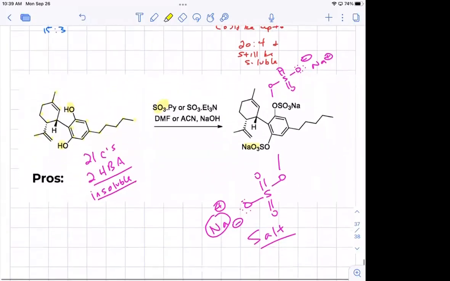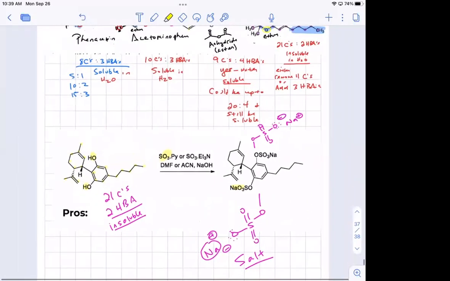Any questions about the ratio of hydrogen bonding atoms to carbon? Any questions about what hydrogen bonding is? Anything?